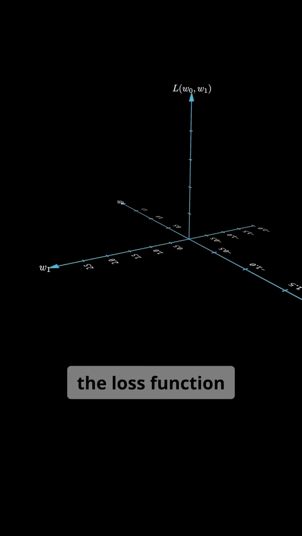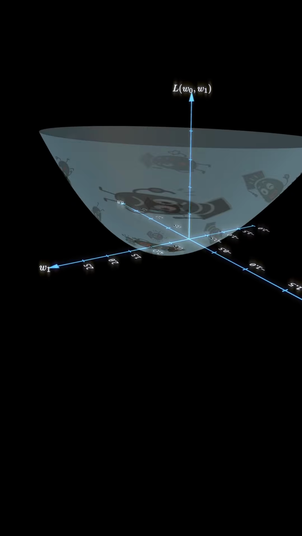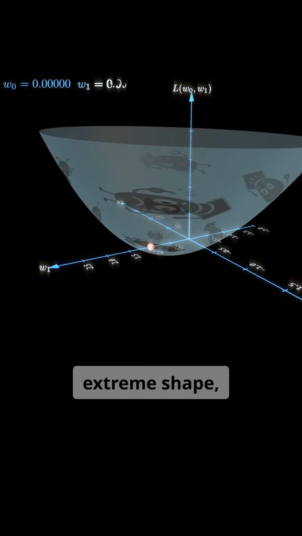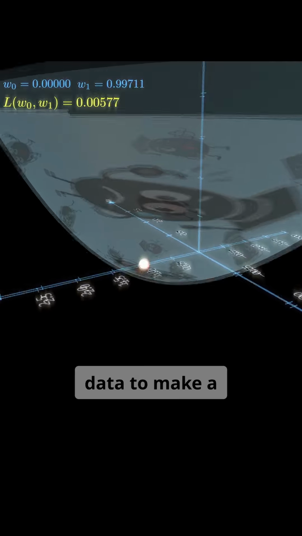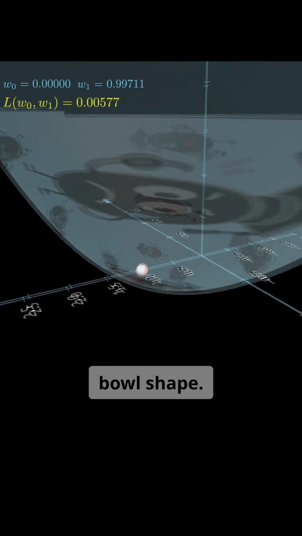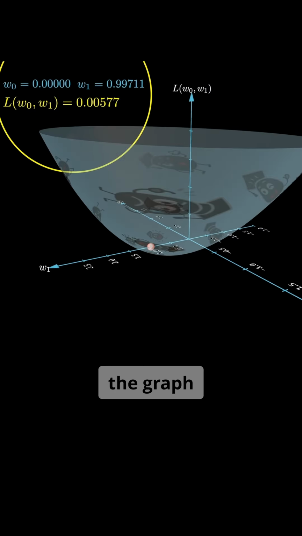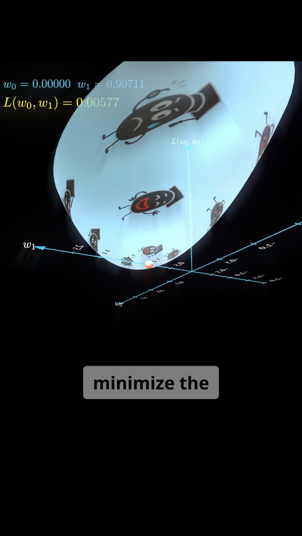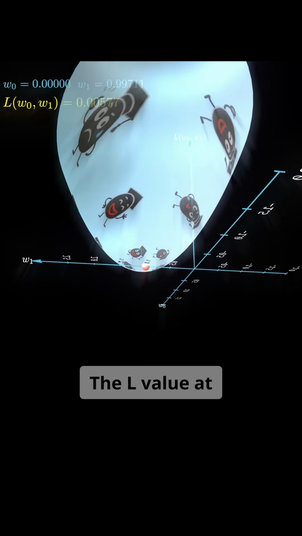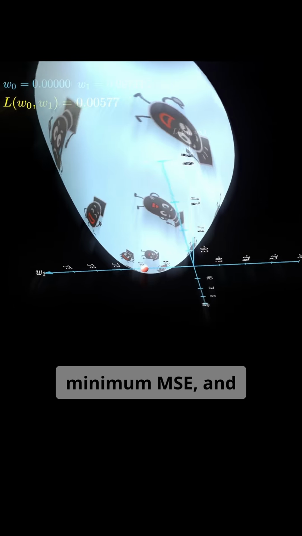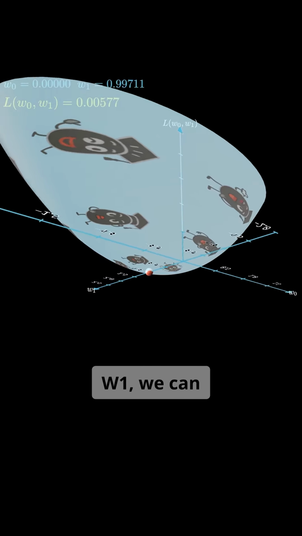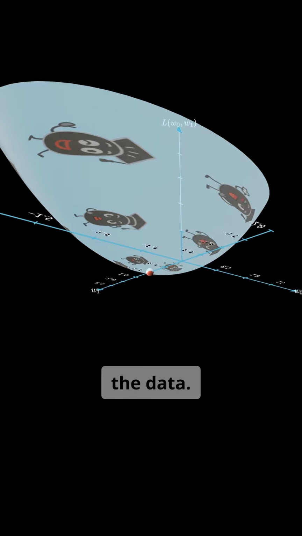Now let's plot the loss function L with respect to W. Does the shape look as expected? In reality, the original data can produce a very extreme shape, but I normalized the data to make a nice, understandable bowl shape. The red point on the graph represents the coordinates of W0 and W1 that minimize the MSE. The L value at that point is the minimum MSE. And with these values of W0 and W1, we can construct a line that best fits the data.